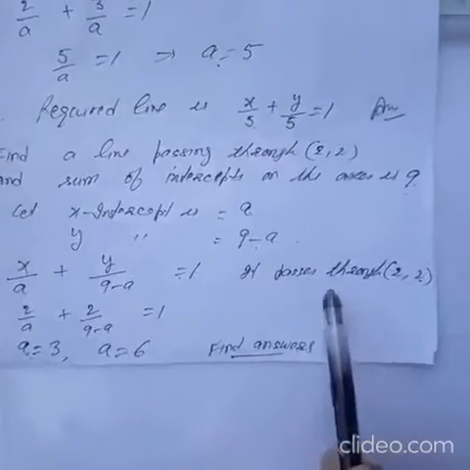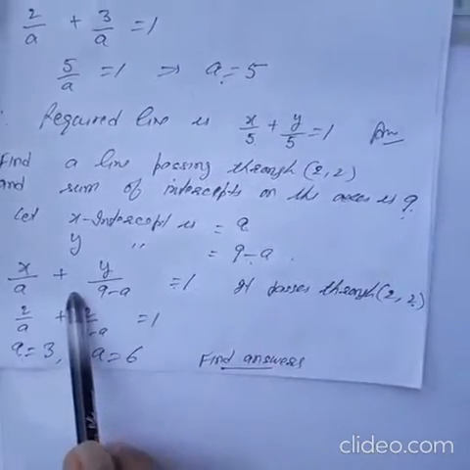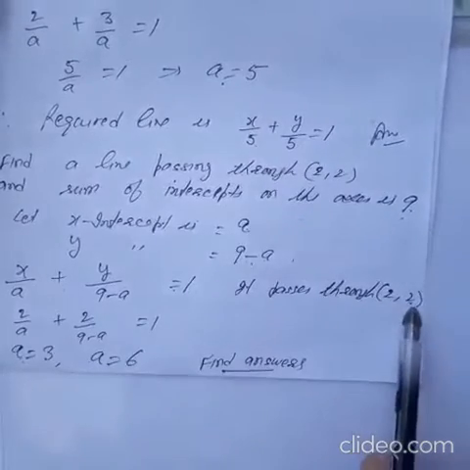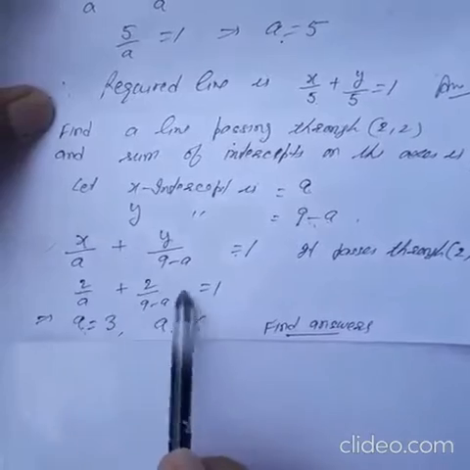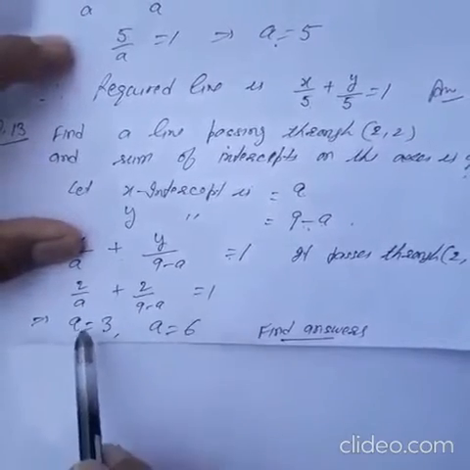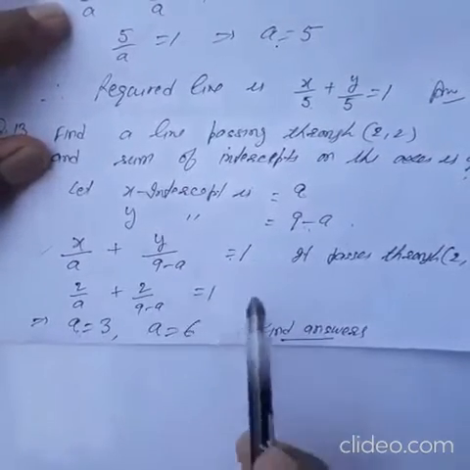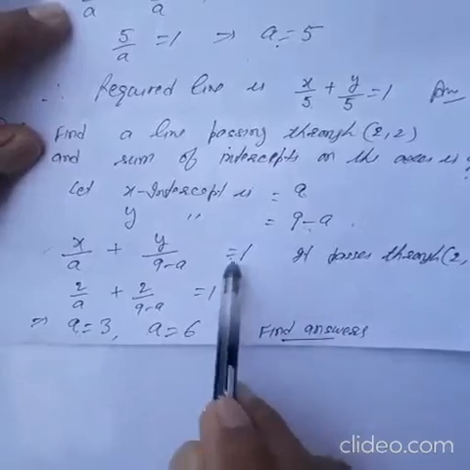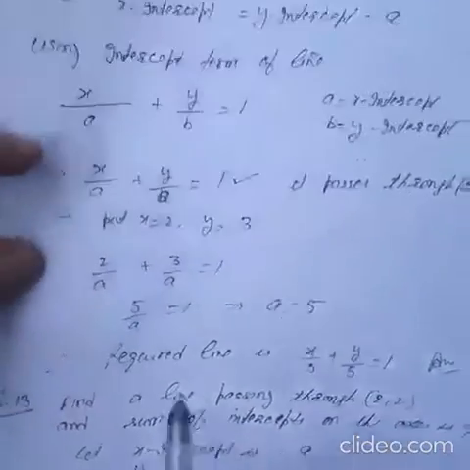It passes through the point (2, 2), so this point will satisfy this equation. So replace x by 2 and y by 2, and find the values of a. You'll have two values because it is quadratic: a is equal to 3 and a is equal to 6. By putting these values of a in this equation, we will have two answers and both will be correct. So I hope you can solve this question.